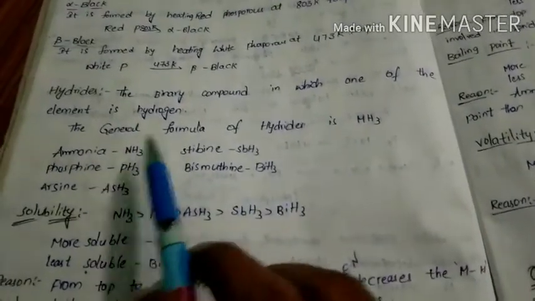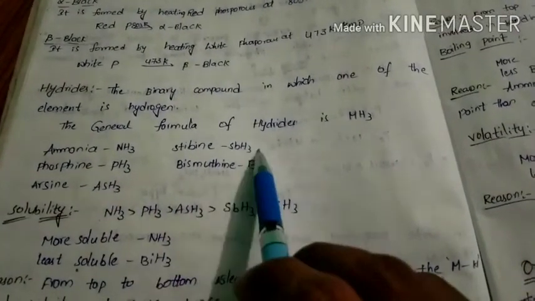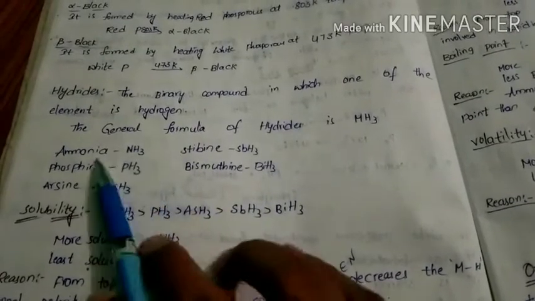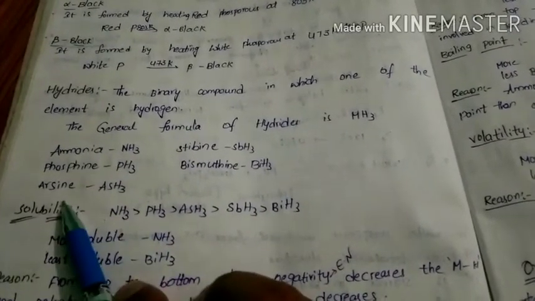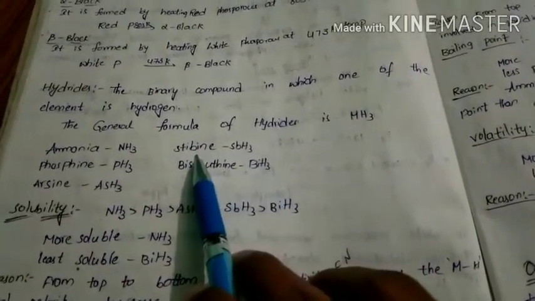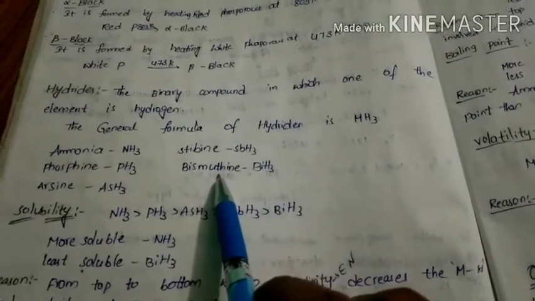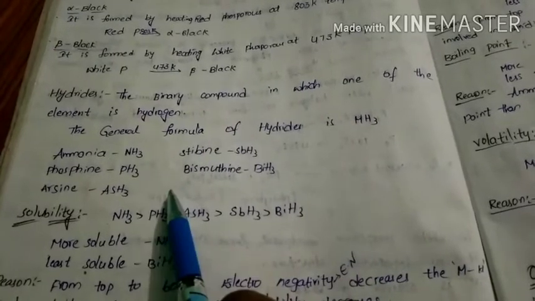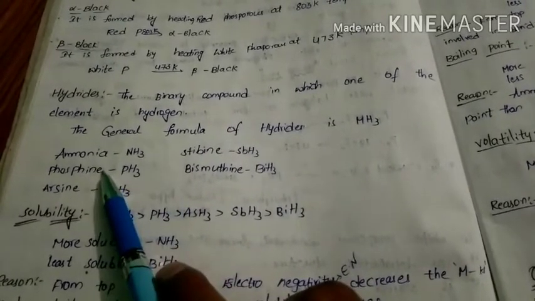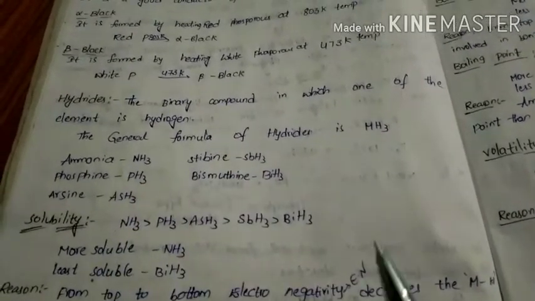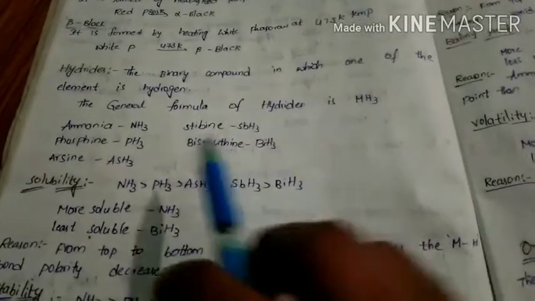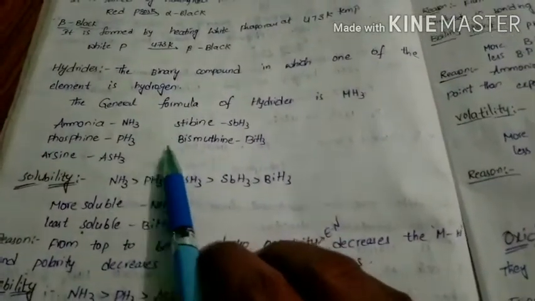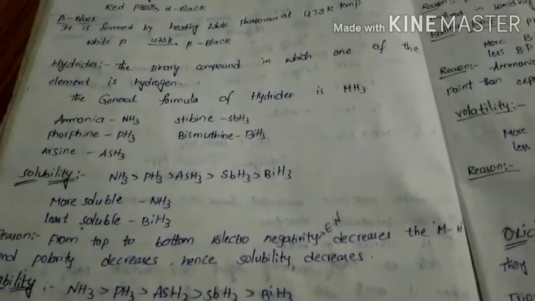So what is the formula? NH3, PH3, AsH3, SbH3, BiH3. NH3 is called ammonia, PH3 is called phosphine, AsH3 is called arsine, SbH3 is called stibine, BiH3 is called bismuthine. So these are the compounds formed when 5A group elements react with hydrogen.